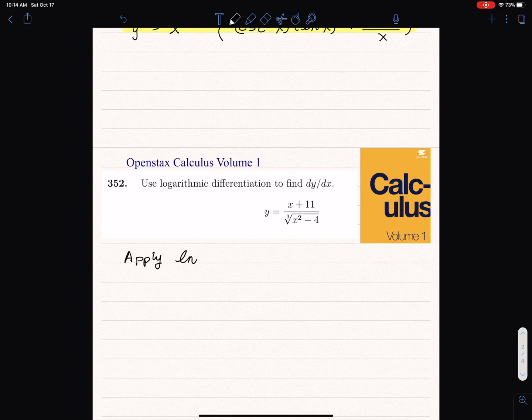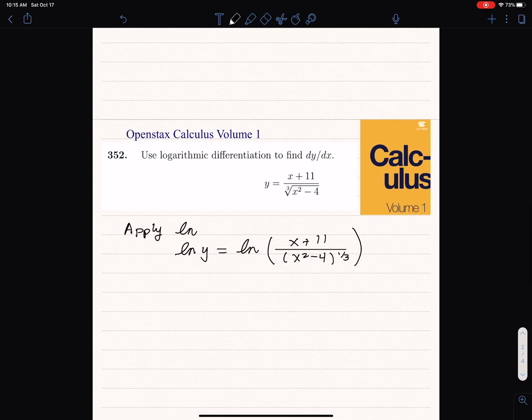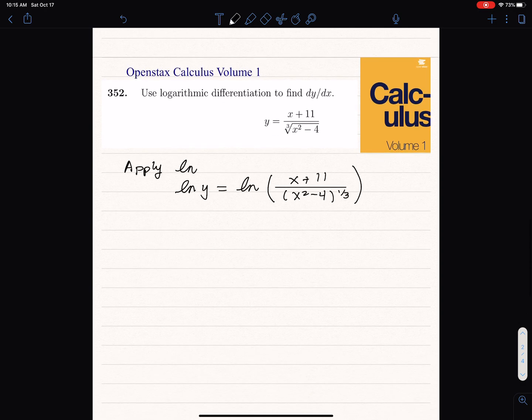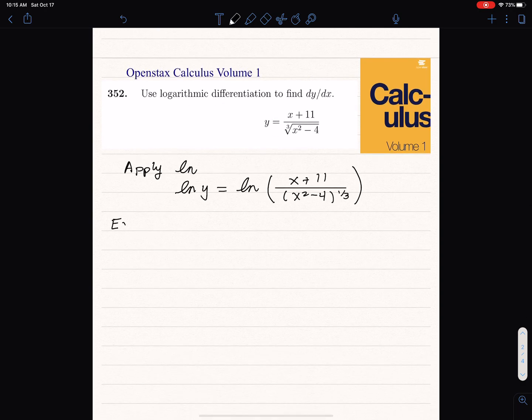Well, how can I use the properties? Well, I have to first apply a logarithm. There's no logarithm here, so I bring that into the whole thing. Apply ln on both sides. By the way, I'm also writing the cube root of x squared minus 4 as x squared minus 4 to the 1/3. Then I will expand, and when I expand, I need to use properties of logarithms.